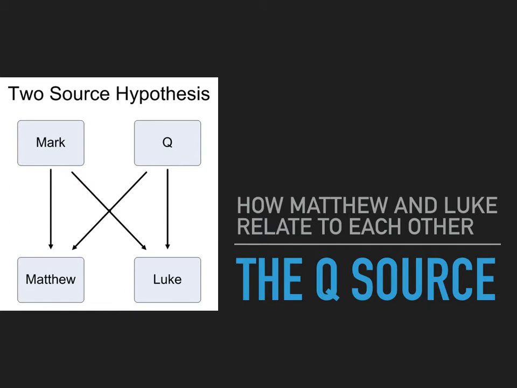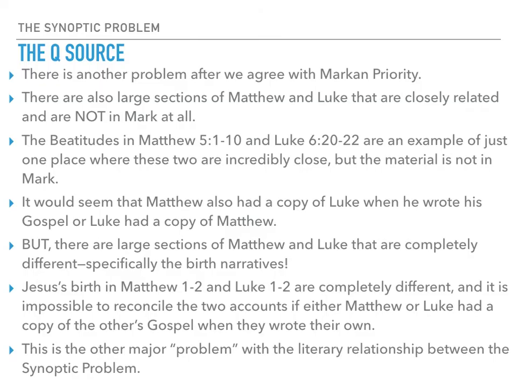Now, let's go to another problem. The other problem in the Synoptic Problem is how Matthew and Luke relate to each other literarily. And the Q source is how we deal with that. So here's this other problem. Once we agree that Mark was used as a resource, we also have this problem that there are these large sections of Matthew and Luke that are almost the exact same, and those sections are not in Mark at all. So, how is this happening?